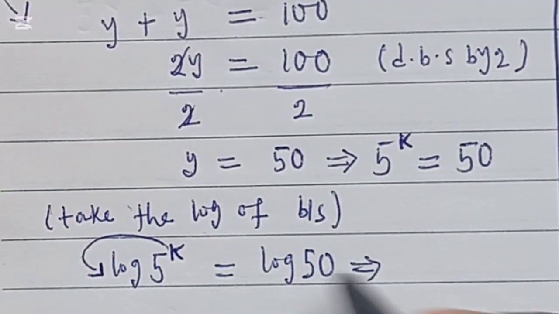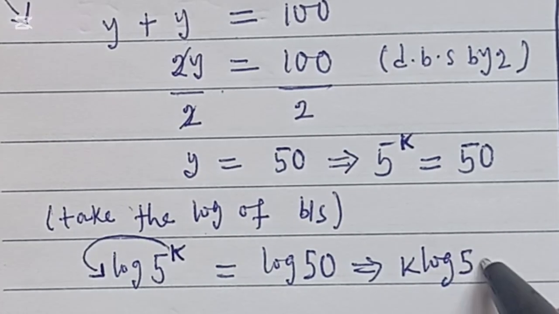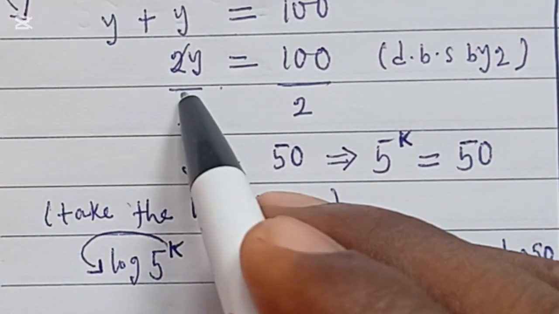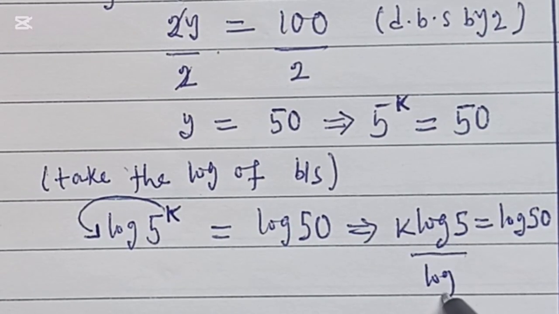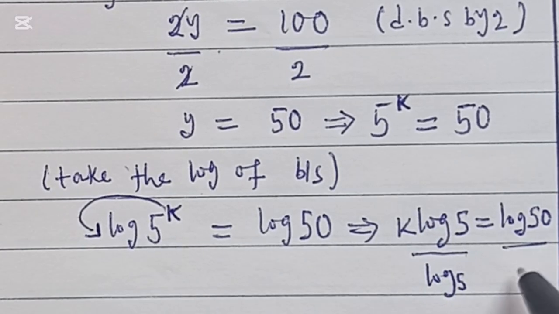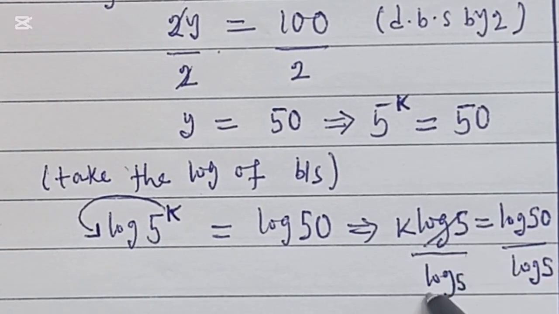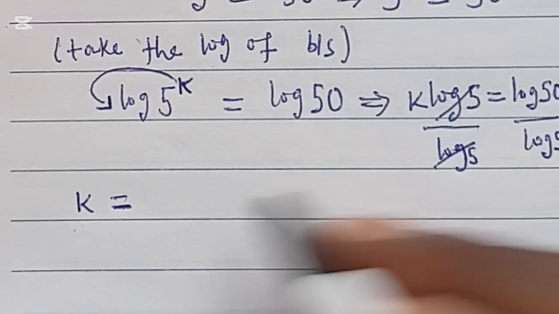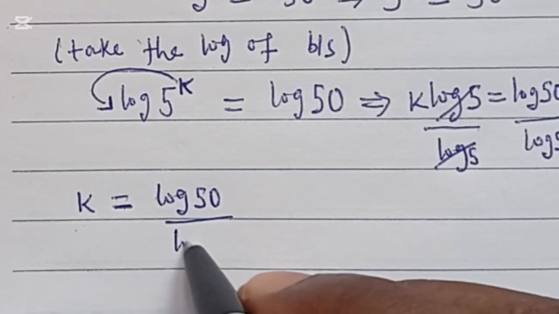So what we have is k log 5, and on the right hand side we have log 50. Same thing we did here, we can divide both sides by log 5, and then we can simply eliminate log 5. We are left with k on this side, and on the right hand side we are left with log 50 over log 5.